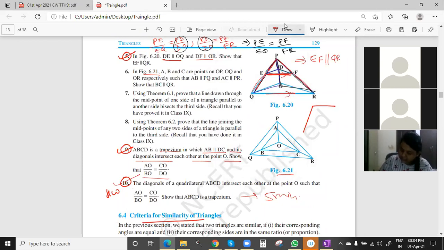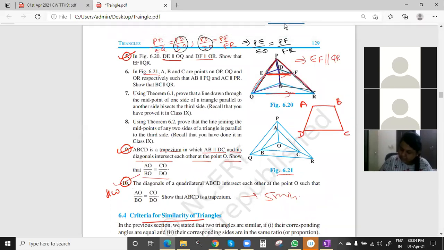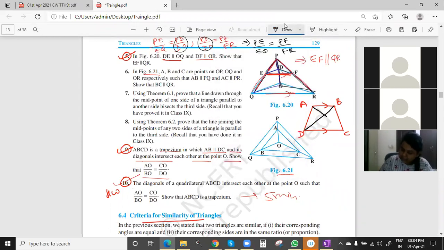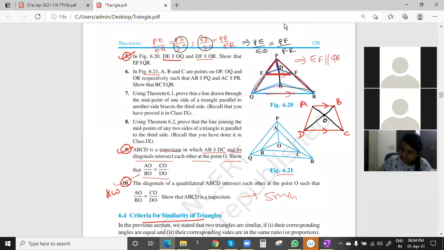So trapezium is basically two sides parallel and two sides not parallel. Suppose this is trapezium ABCD. For ninth question we have to draw because figure is not given. ABCD is a trapezium, AB is parallel to CD and its diagonals intersect each other at O. So let the diagonals BD and AC intersect each other at O, so that AO by BO equal to CO by OD.